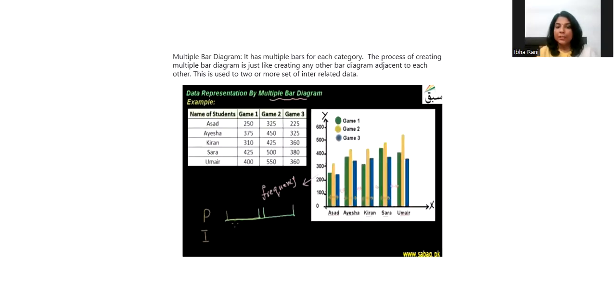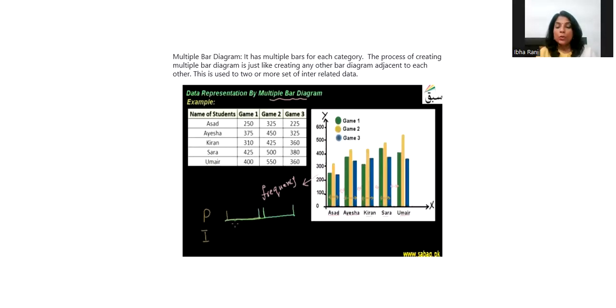So here in these questions, there is a multiple bar diagram. It has multiple bars for each category, and the process of creating a multiple bar diagram is just like how we created the simple bar diagram. But in the multiple bar diagram, you can see in this figure, adjacent bars will be there. For example, for a company, they will give you profit, for the same year of the company, and sales also they have given.